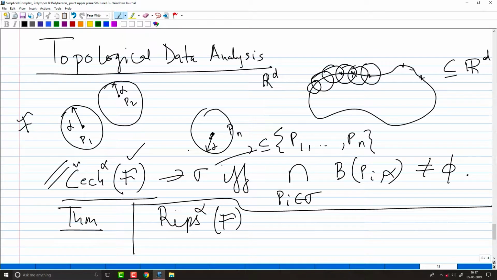So this is the theorem that I am saying. The theorem states that the union of the balls has the same topology as the Čech complex. So the topological features of the union of balls you can get by just looking at the Čech complex. I really don't want to get into it because I have to define some things. So think of it in the following way.